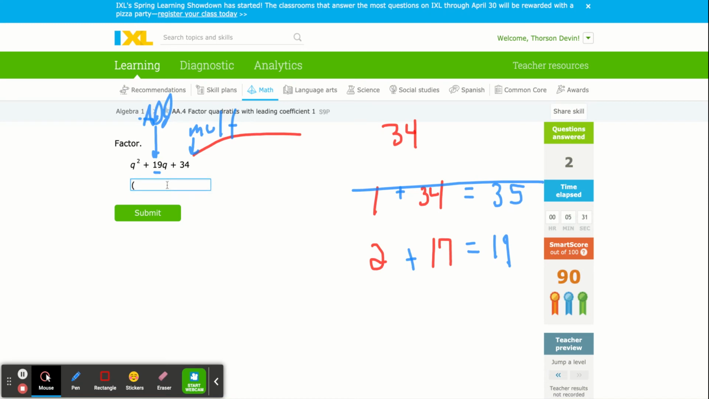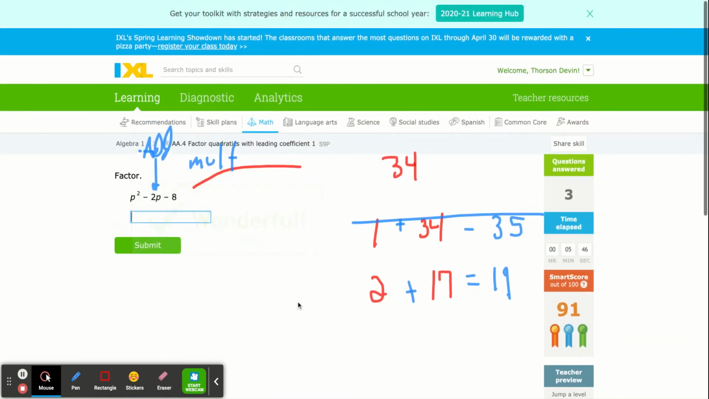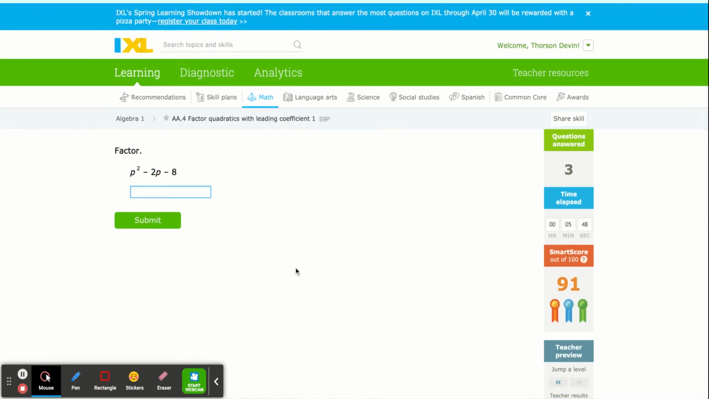So we just go in there as a q plus 2, q plus 17. Now I'm hoping and praying the next one is going to have a minus sign involved. Finally, we got some minus signs. So again, the process is the same though.